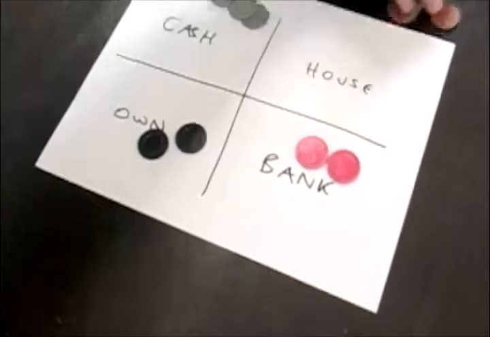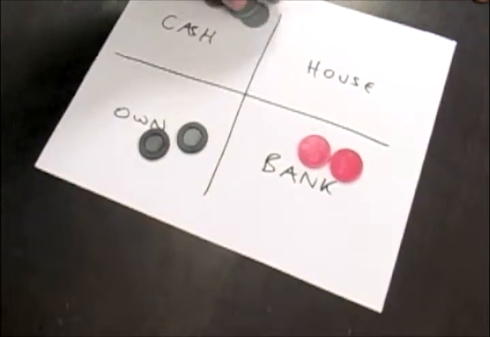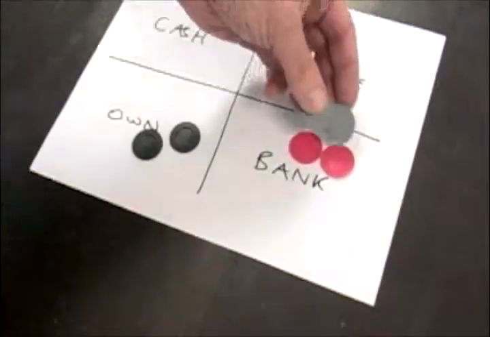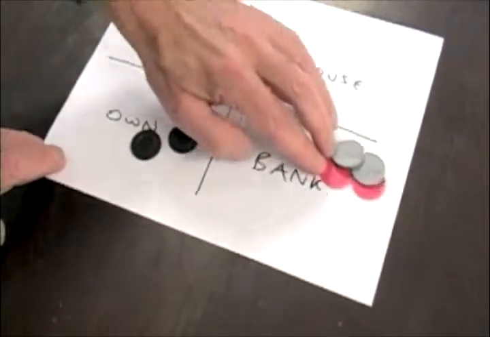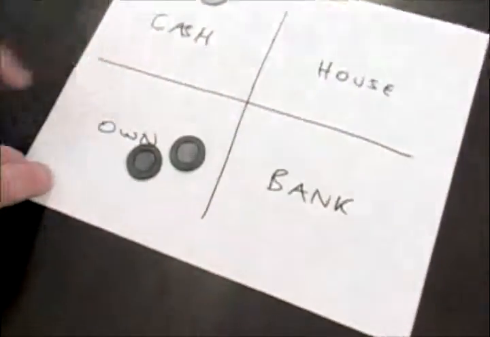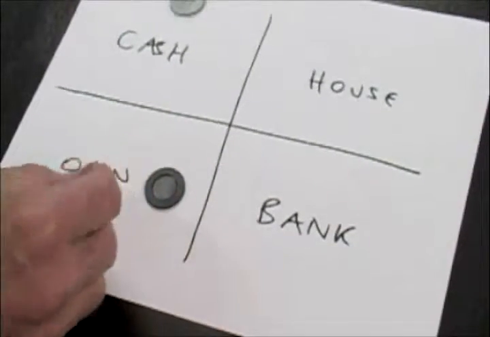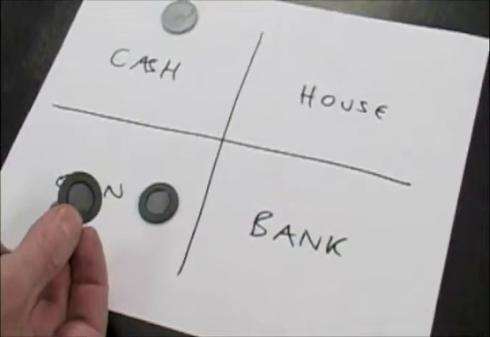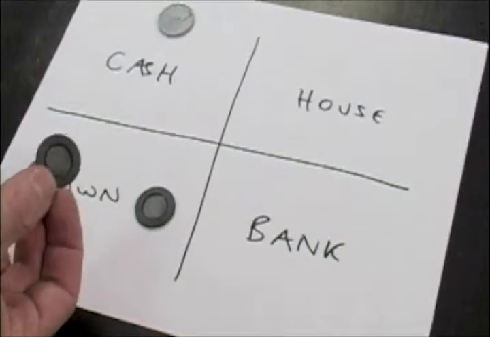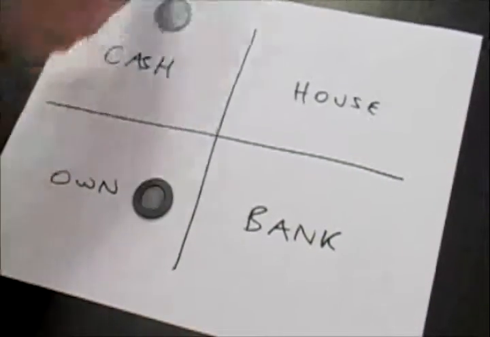Here's the money coming in. Here's the house going away. The bank, of course, wants to be paid back. So you have to pay the bank back, and your equity has fallen. Your equity has fallen by the amount that the house value fell from the time you bought it until the time you sold it.